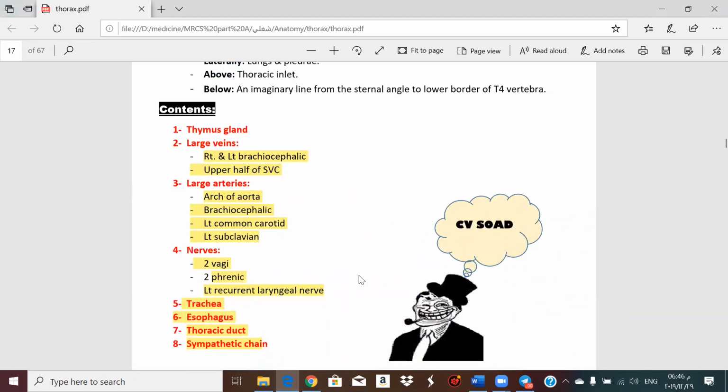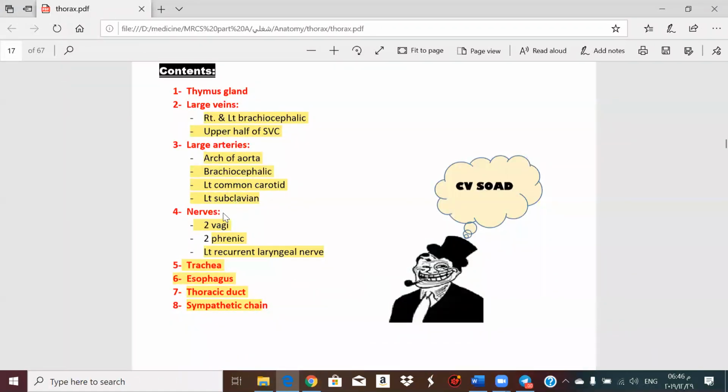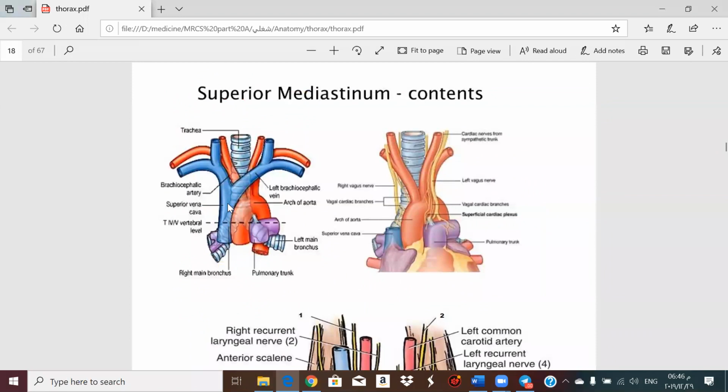On the picture, this is the picture. Here we have the superior vena cava. This is the imaginary line. Superior vena cava and its two tributaries. Arch of aorta and the three main branches. Trachea and esophagus anterior to it, but remove the two, show the trachea. We have right and left vagus, and right and left phrenic.